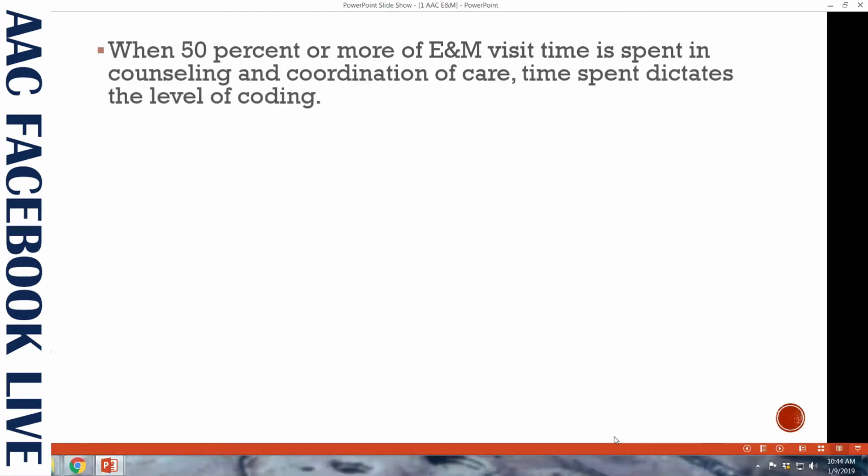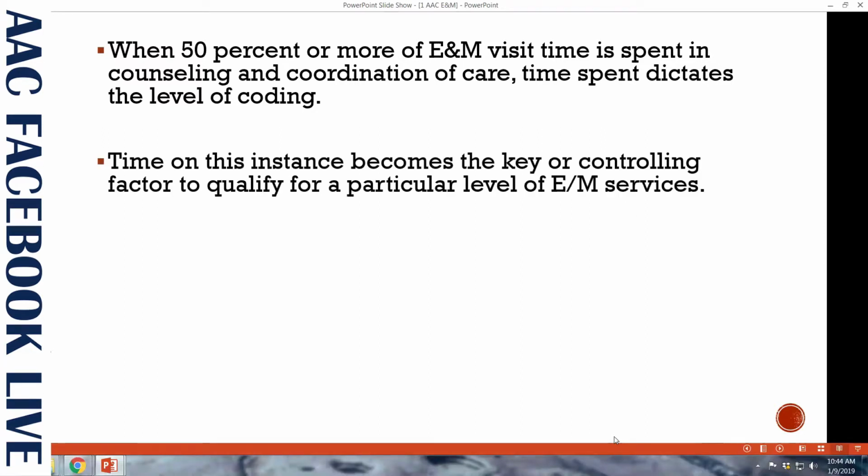However, what if this is something that fully exceeds that? So here comes directly from the CPT manual. When 50% or more of an E&M visit time is spent counseling and coordination of care, time spent dictates the level of coding. So now what are we talking about? We're not saying you're doing an E&M, but remember, the acupuncture code includes part of an E&M, pre, intra, and post. So if you spend 50% or more of the visit doing that, meaning counseling, it certainly could count. It's what we call the 50% rule. In this case, time is the driver and the key controlling factor. It's not the number of bullets, it's not taking a history, it's literally the counseling time.